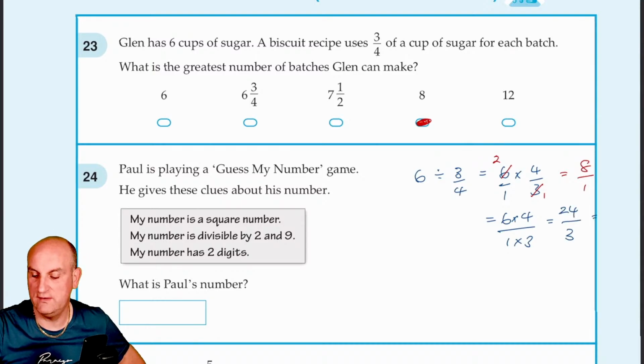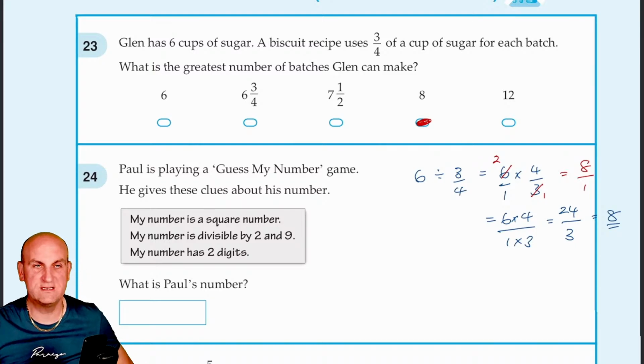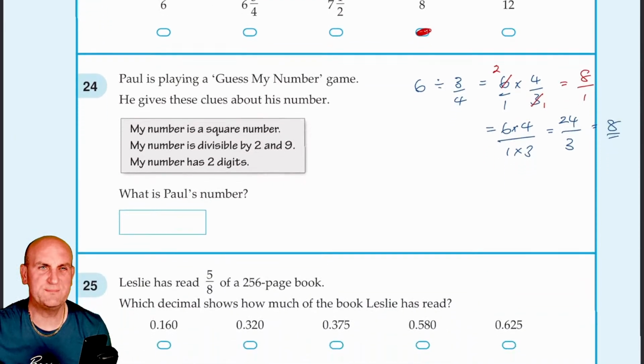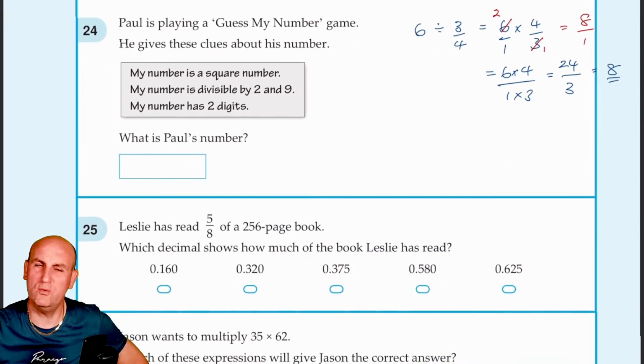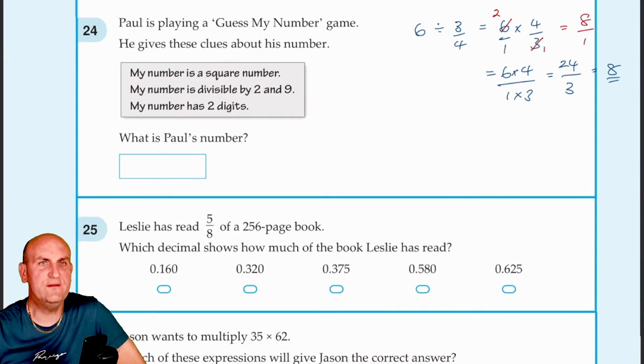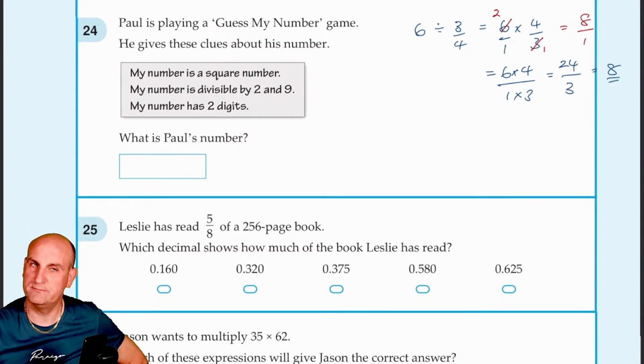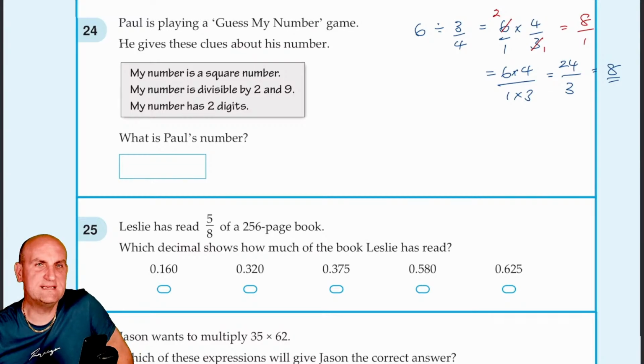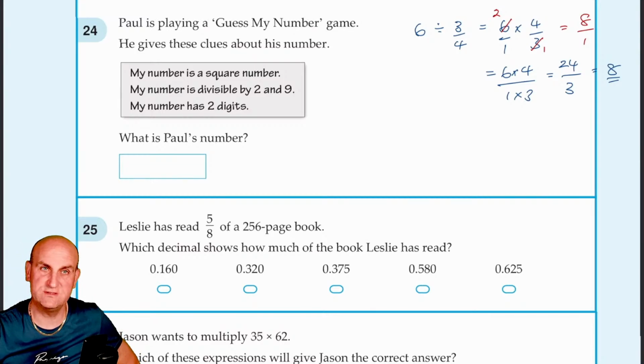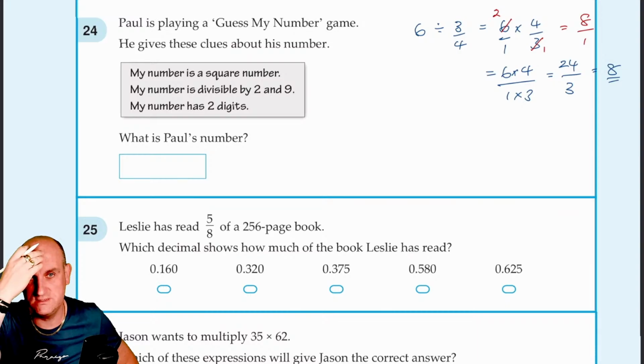Divided by 3, and again, if you do 24 divided by 3, you get 8, the same answer. Paul is playing a guess my number game. Paul, get out there, get a life. He gives these clues about his number. Paul really has no life. My number is a square number. My number is divisible by 2 and 9. My number has 2 digits.